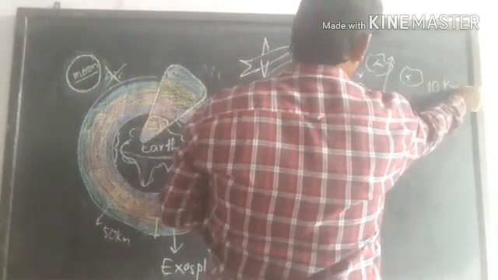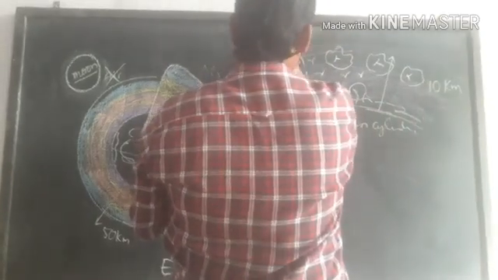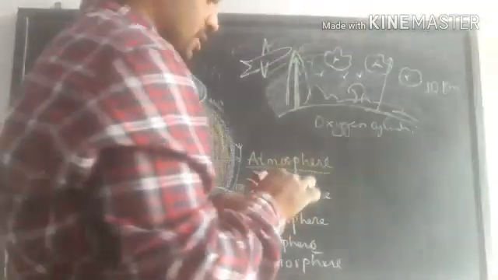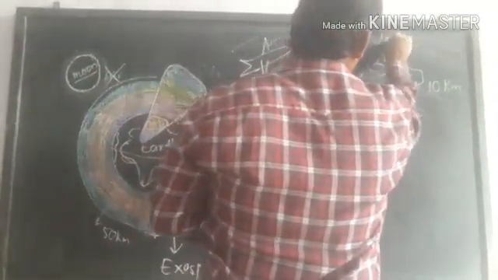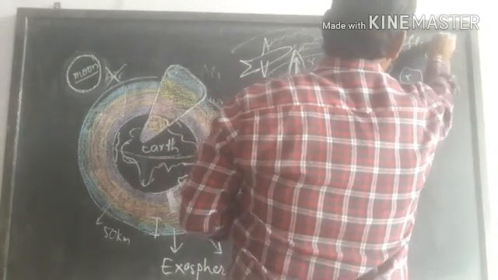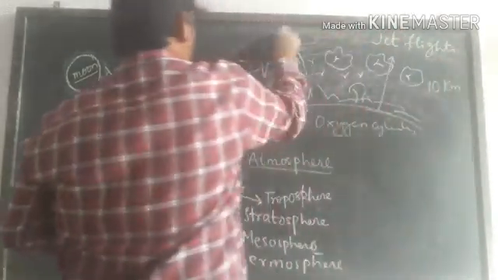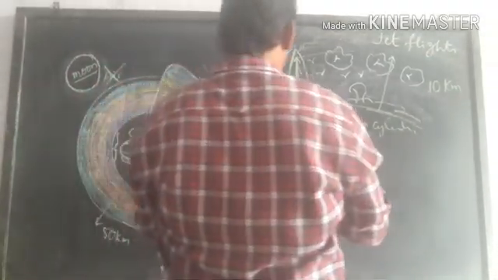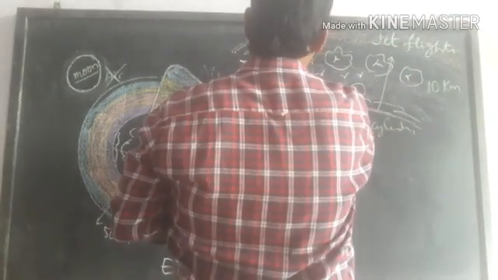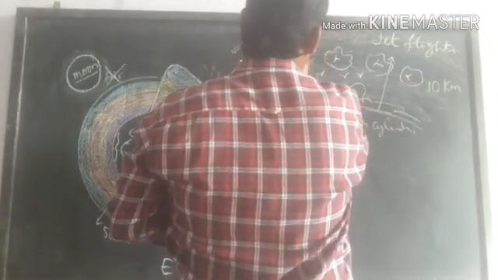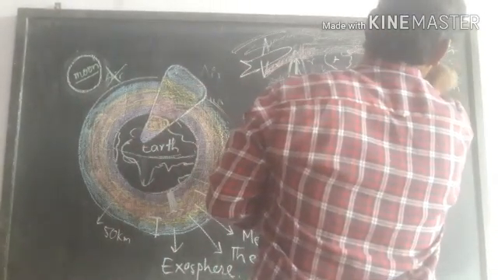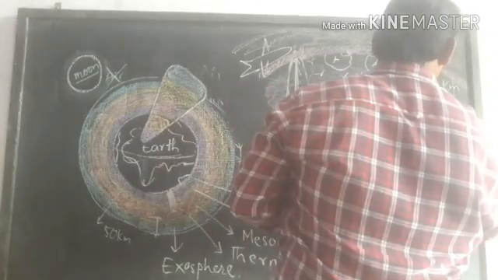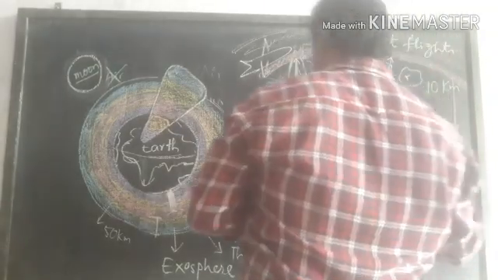After 10 kilometers, we can see the stratosphere. After that it is the stratosphere, where the air is very less, and here we can see jet flights. Jet flights roam in the stratosphere. Below the stratosphere and above the troposphere, there is a protective layer called the ozone layer.